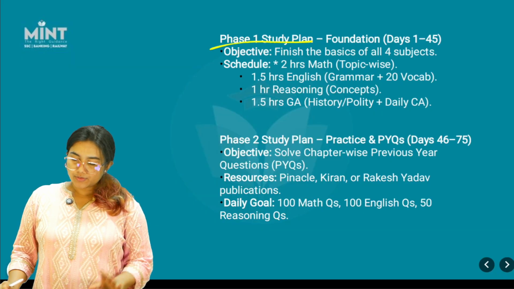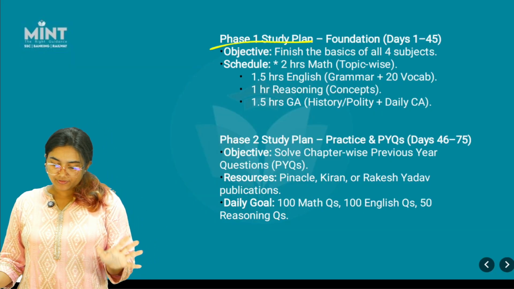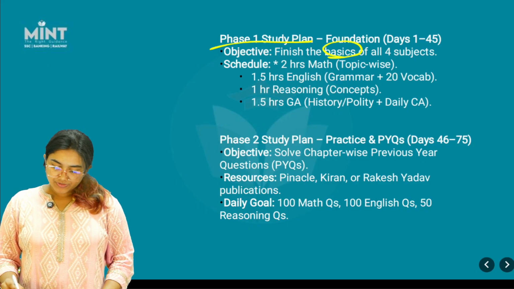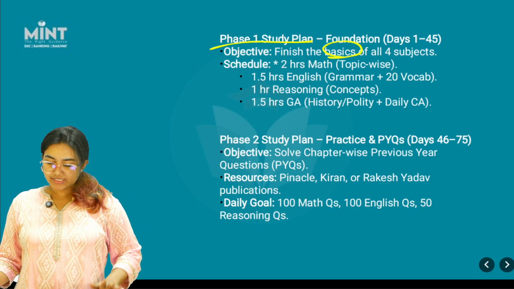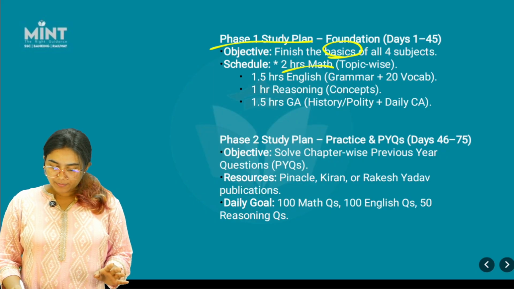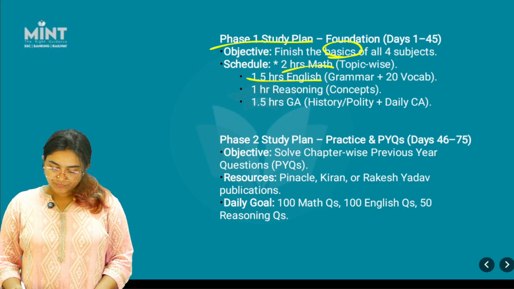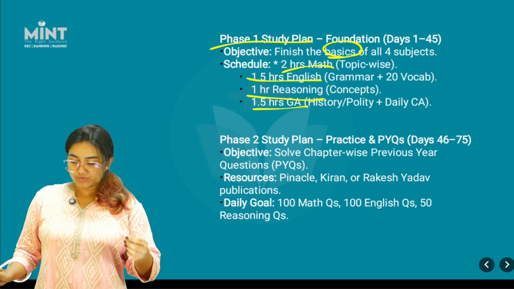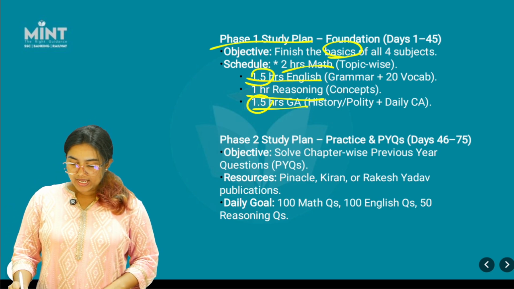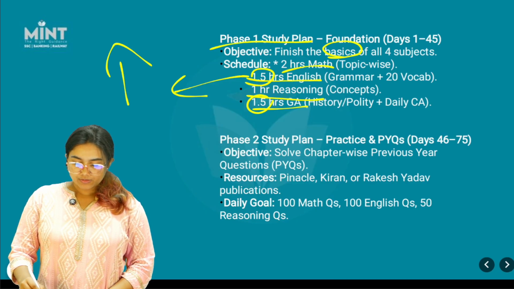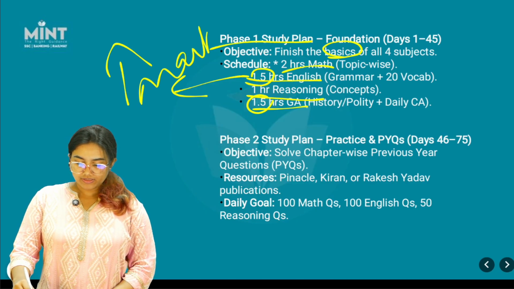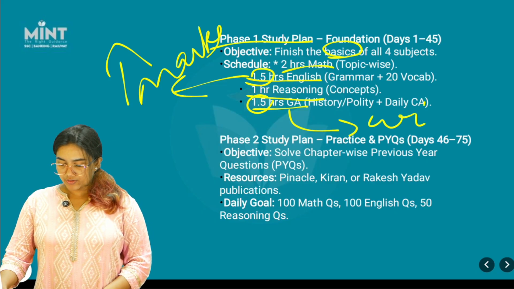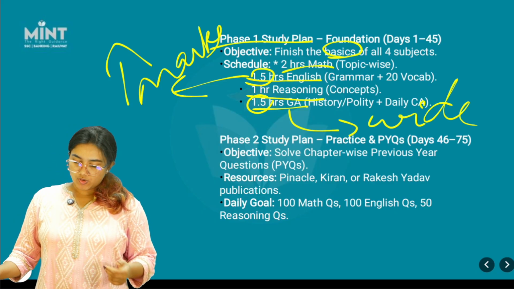Phase 1 study plan would be about 1 to 45 days, first day to 45th day. You have to finish the basics of all the 4 subjects. For example, if we're looking at a daily schedule, about 2 hours of math, 1.5 hours of English, basic grammar, 1 hour of reasoning and 1.5 hours of general awareness. The reason we're giving extra to this is because English has more weightage. More marks are given for English, but it's easier to study. And general awareness, because it's a very wide topic, so we need to spend more time on it.